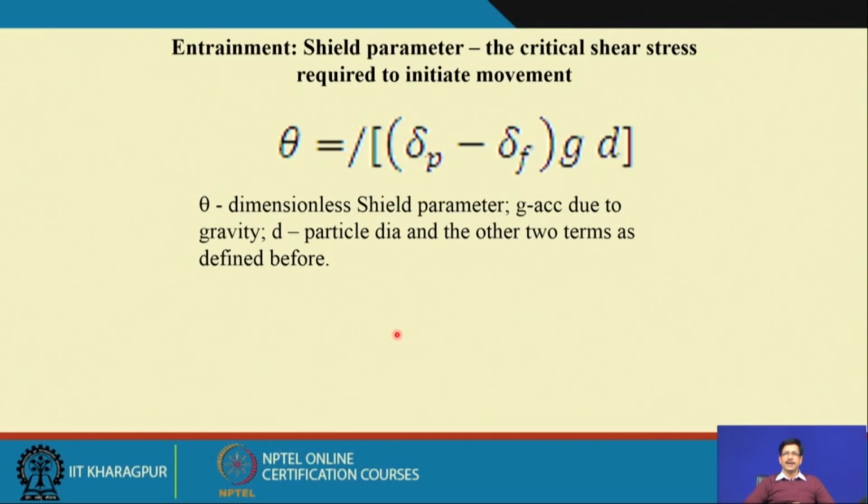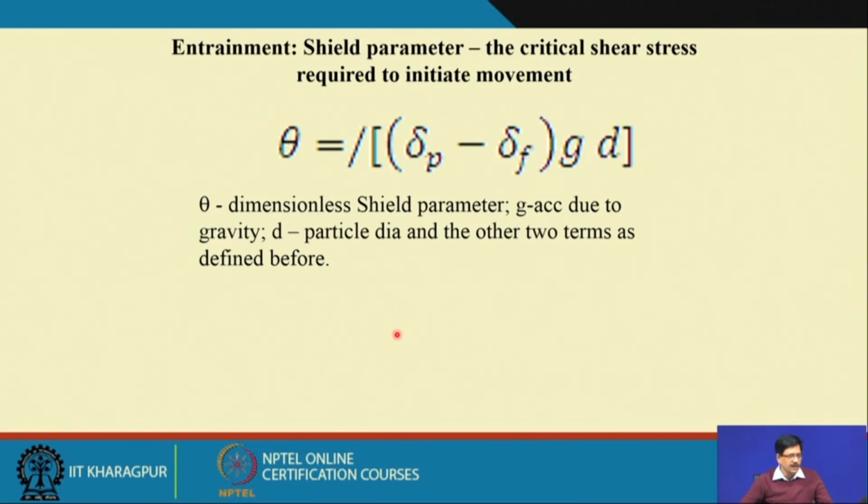Now the other mechanism is the entrainment. Here a parameter called the Shields parameter is defined as the critical shear stress required to initiate the movement. That is the Shields parameter, represented as theta. The g is the acceleration due to gravity, and the d is the particle diameter, and the two terms, del p and del f, as defined before, are the density of the particle and the density of the medium, this water.